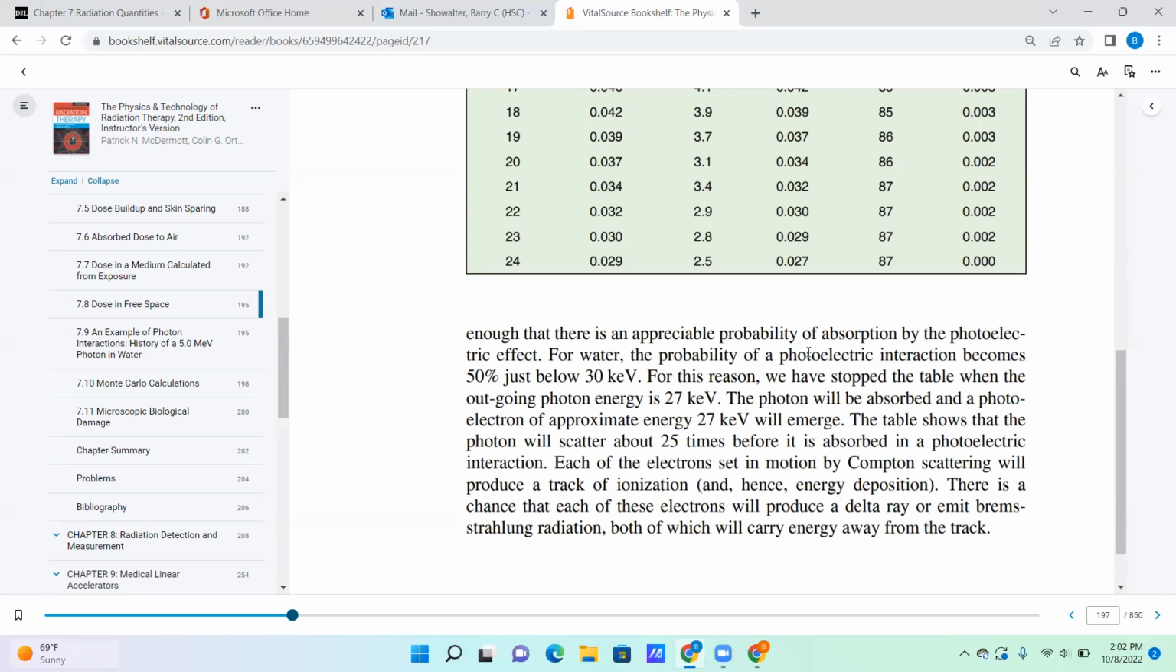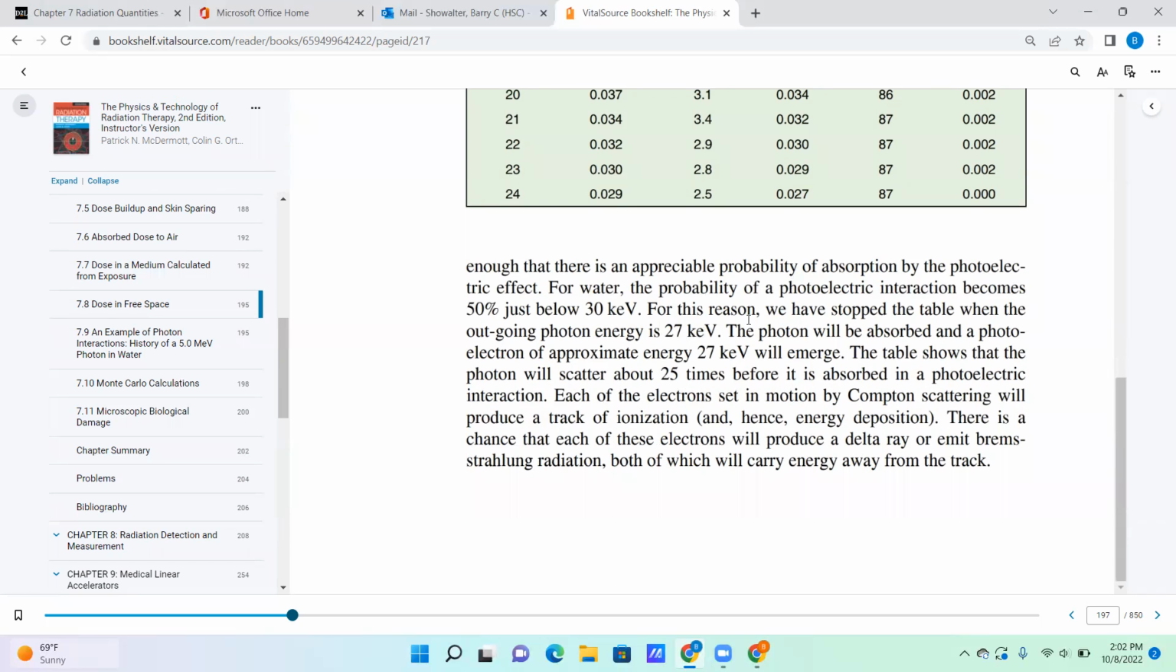For water, the probability of a photoelectric interaction becomes 50% just below 30 keV. So we've stopped the table there at that value. A photon will be absorbed and a photoelectron of approximately 27 keV will emerge. And it will scatter about 25 times before it is absorbed in a photoelectric interaction.